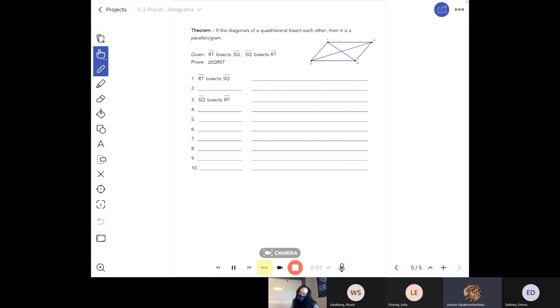Okay, so again, there are 5 different ways to prove that a quadrilateral is a parallelogram. You only need to show one to prove that it's a parallelogram. All right, let's look at another theorem and let's prove it. If the diagonals of the quadrilateral bisect each other, then we said that it was, in fact, a parallelogram.